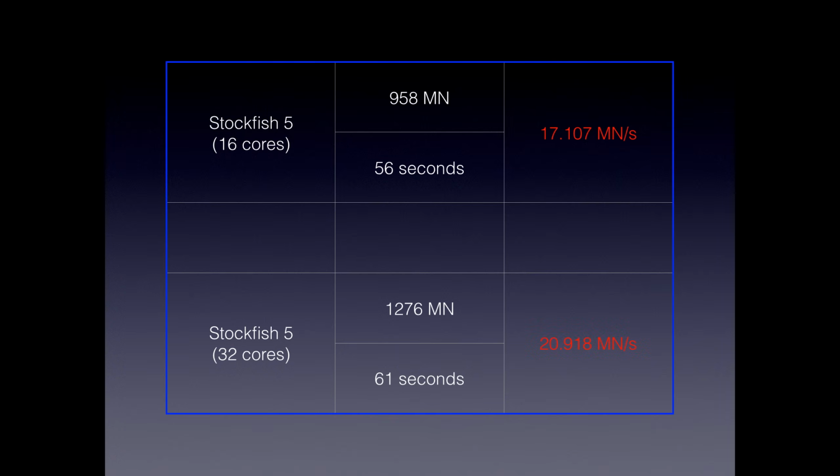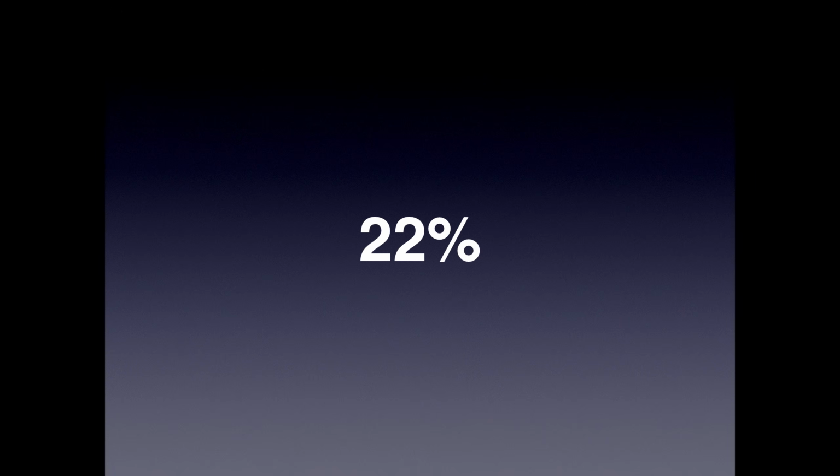Now, I tried this again with Stockfish 5, and these were the results I got. With hyperthreading off, it did 958 meganodes in 56 seconds, giving 17.1 million positions per second. With hyperthreading on, that's 32 cores, it got a search speed of 20.9 meganodes per second, which works out at a 22% increase. Now that's an interesting improvement because it's just in that bracket that we talked about. My hunch is it's probably too low to make it worthwhile, but it is interesting.